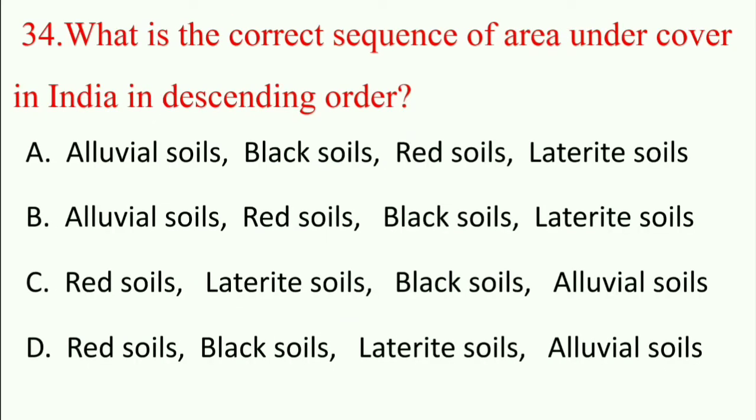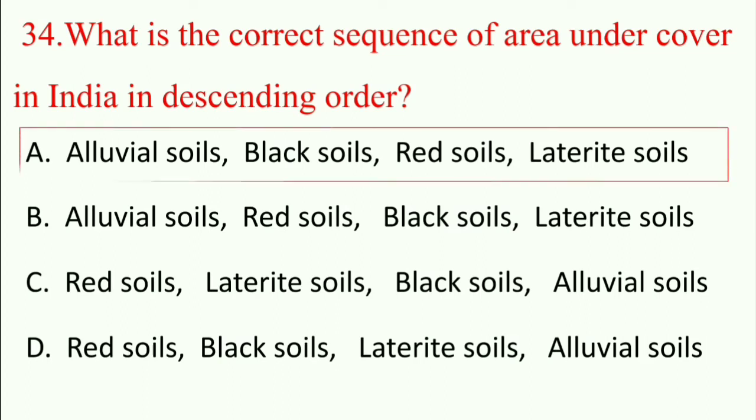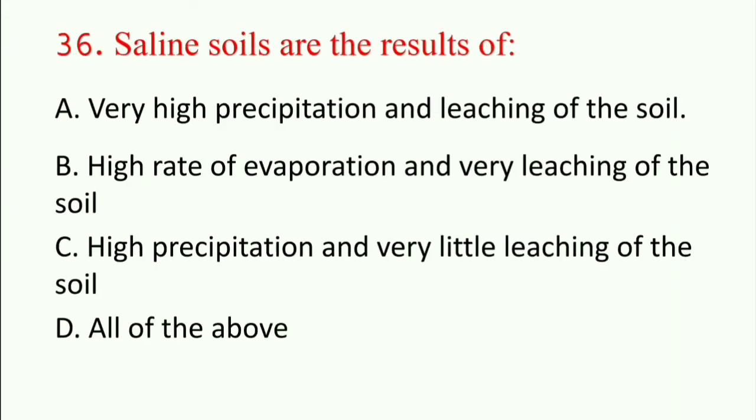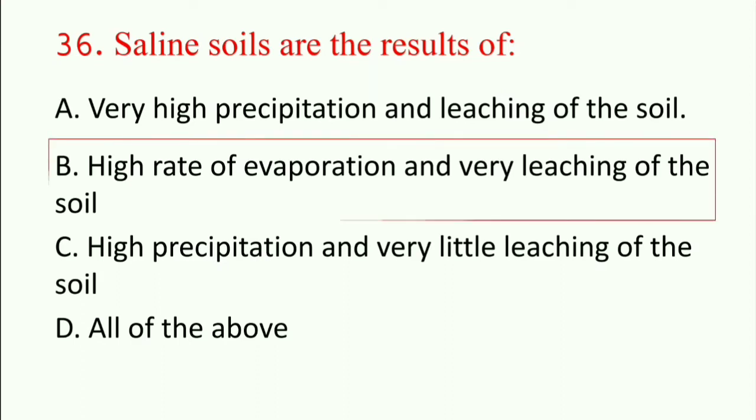Next, what is the correct sequence of area under cover in India in descending order? Answer: first alluvial soils, second black soil, third red soil and fourth laterite soil. In India, mangrove is the most important tree of, answer, tidal forests. Next, saline soils are the result of, answer, high rate of evaporation and poor leaching of the soil.